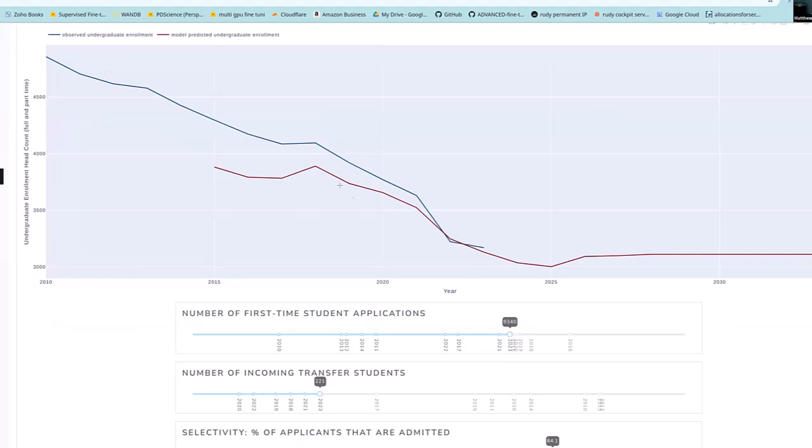And what the model says is the red line, right? And you see it's back tested. All these red numbers are calculated based on their retention rate, their applications, their yield rate, graduation rates, and so on. And it's completely separate from what actually happened. So the model is pretty accurate here, especially in these more recent years. So it's back tested. We call it back testing.